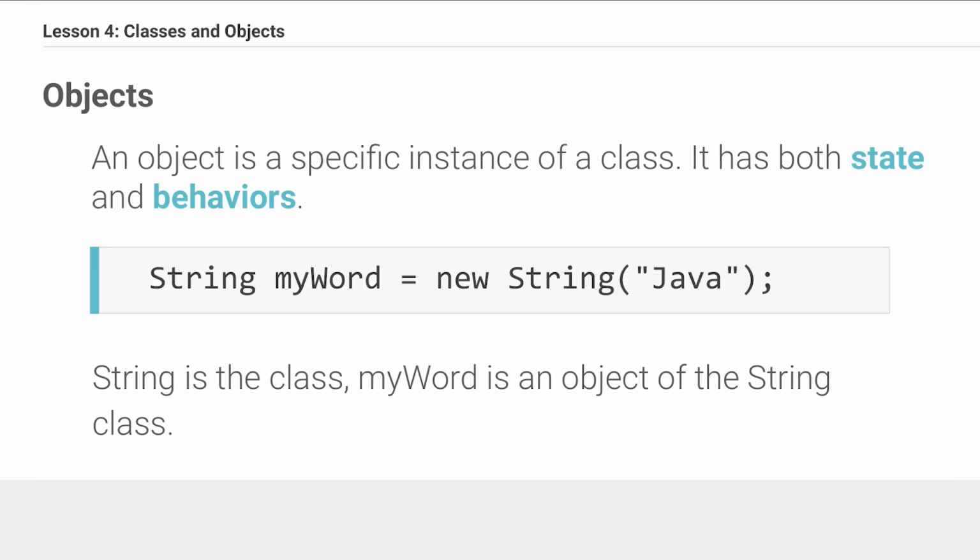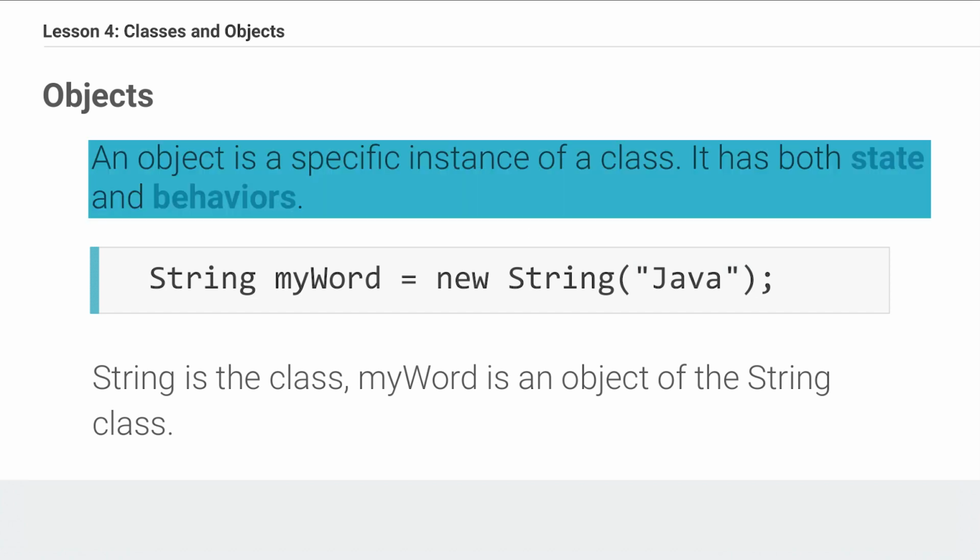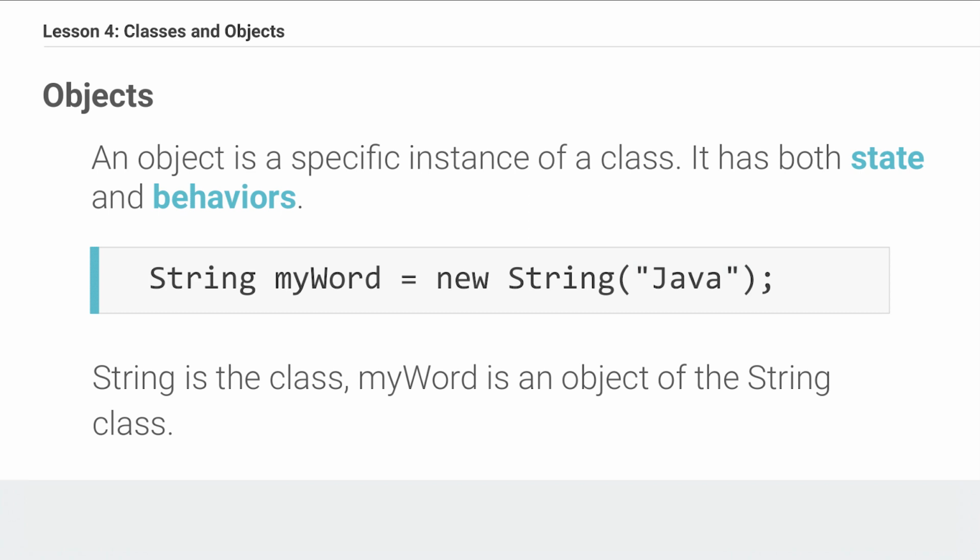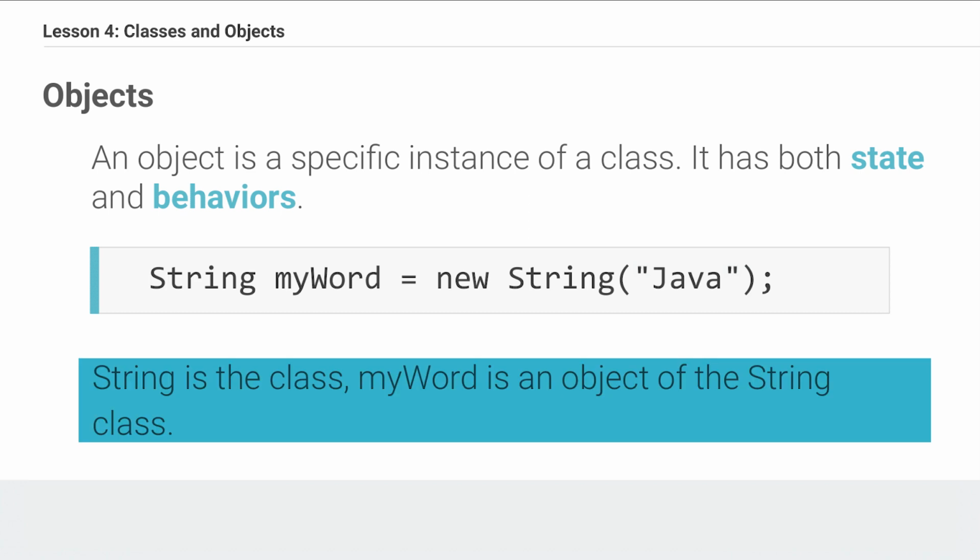So an object is, and you might hear Java called an object-oriented programming language, an object is a specific instance of a class, and it has both state and behaviors. The example here is if we create a string called myword and set it equal to a new string that contains the word Java, then myword is the object, right? This is actually a variable that refers to an object.